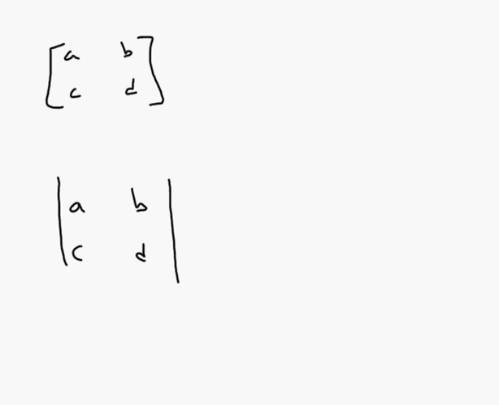A matrix is simply a set of numbers laid out in a rectangular array. So a matrix might look like this. A, B, C, D. Right? So that's our matrix. And usually you put brackets around it. But if you write a matrix like this, A, B, C, D, and you put vertical lines on it, like that, instead of the brackets, then this means find the determinant of the matrix.